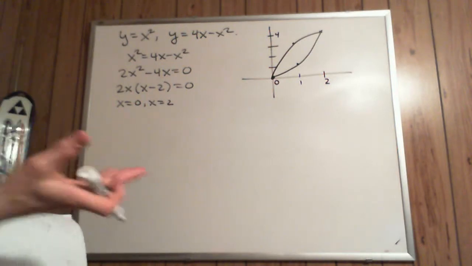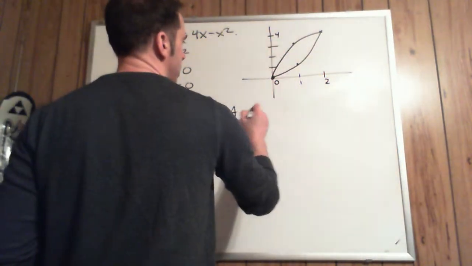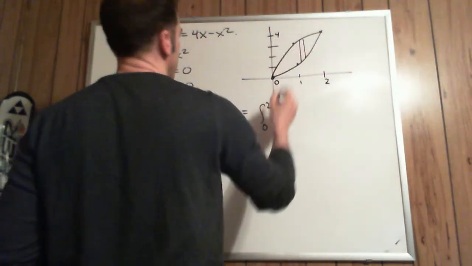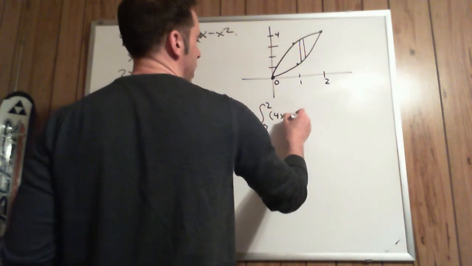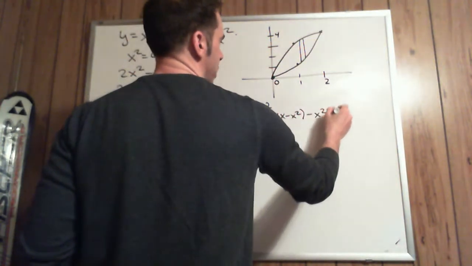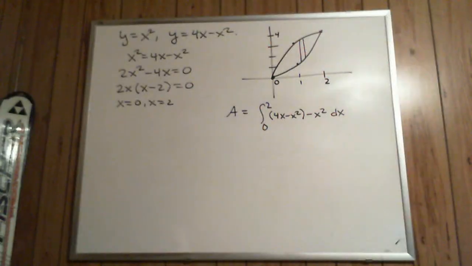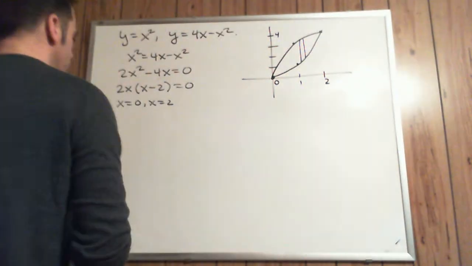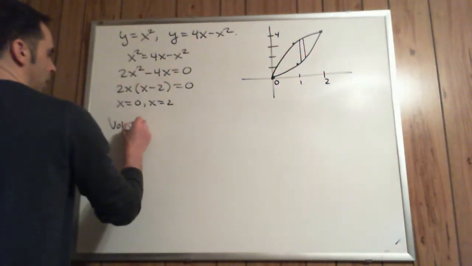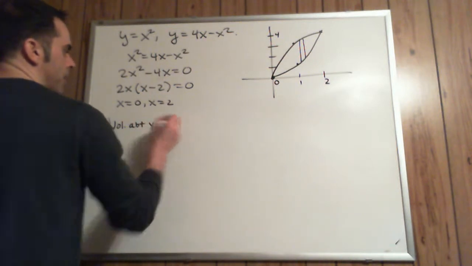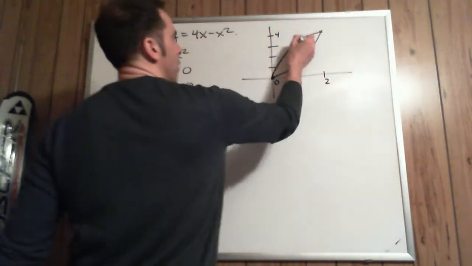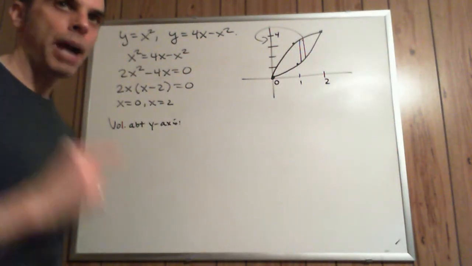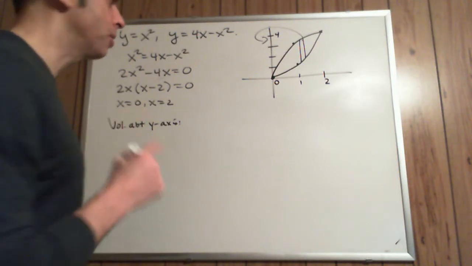So, of course, to find the area would be the definite integral from 0 to 2, top minus bottom, so that would be 4x minus x squared, minus the bottom, which is x squared, dx. And clean it up. That would be the area. So now, suppose we want to find the volume about the y-axis. Well, we realize that when we revolve it about the y-axis, it's parallel to the axis of rotation. So when it's parallel to the axis of rotation, it's volume by shell.